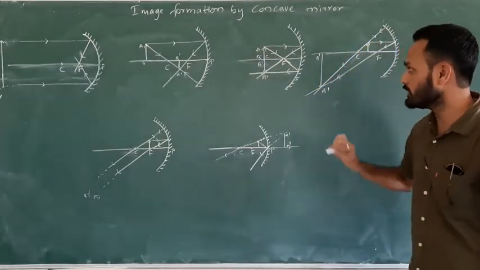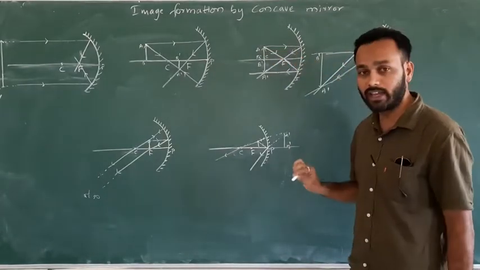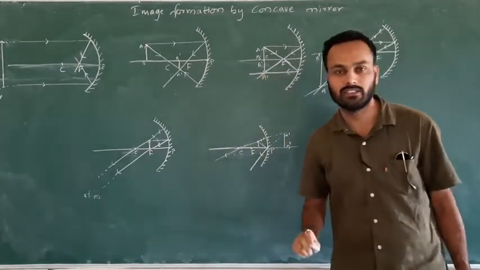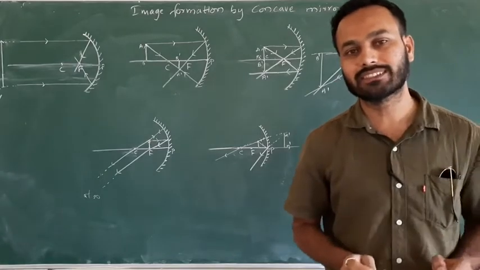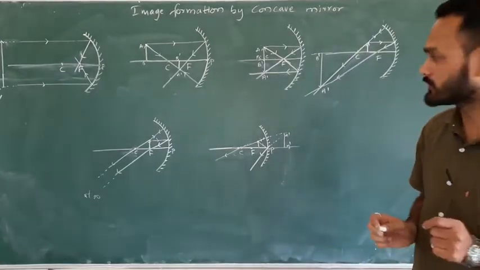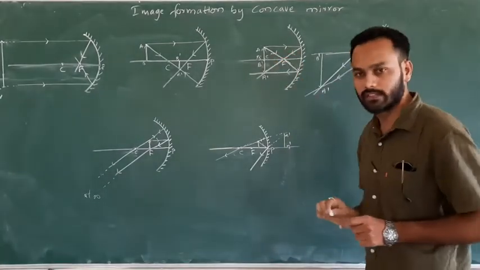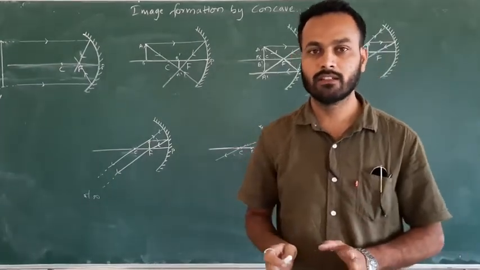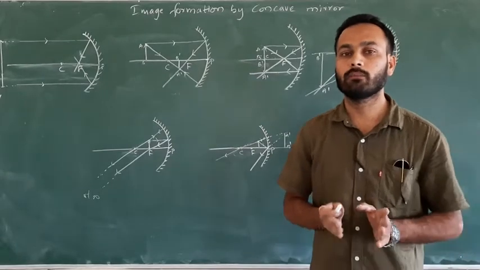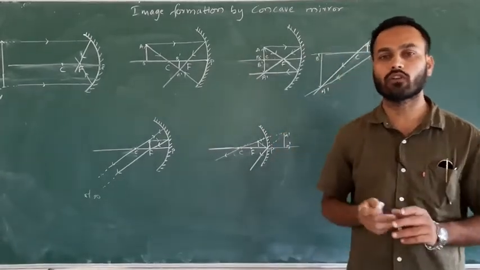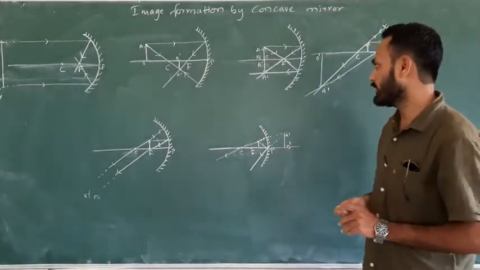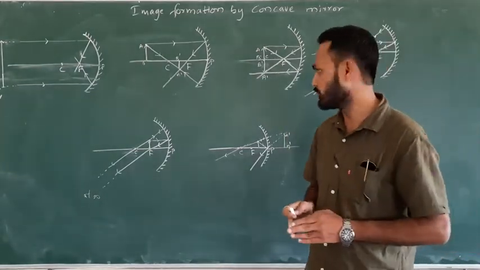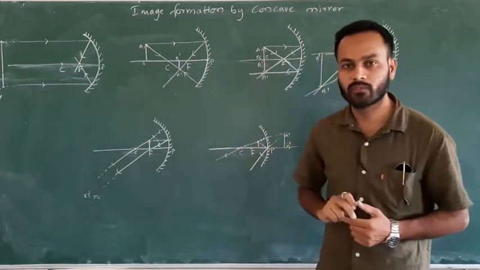So the object is placed at C and the image is also formed at C. Now let us observe the size of the object and image. They are of equal size, which means when the object is placed at C, the size of the image is equal to the size of the object. And the nature remains real and inverted. As you could see, it is inverted.